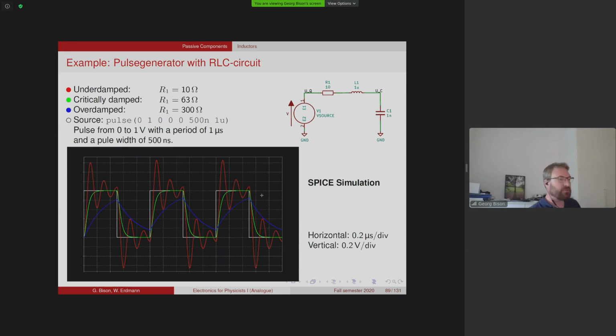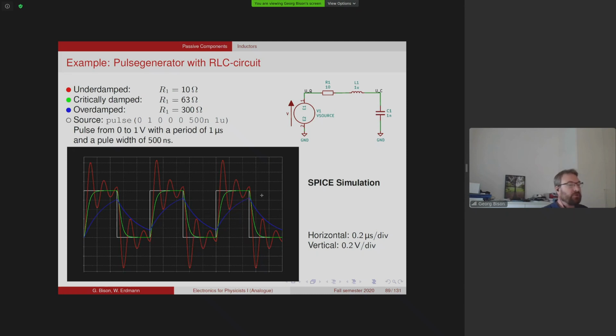Okay, I hope this is visible. For some reason, these plots with a black background are difficult to see. So what I did here is, again, a SPICE simulation with a voltage source. The voltage source is pulsed, and this SPICE command here tells it to generate pulses from 0 volts to 1 volt with a period of 1 microsecond and a pulse width of 500 nanoseconds. And this is the white curve that you see here. This is the input voltage, simply going up and down.